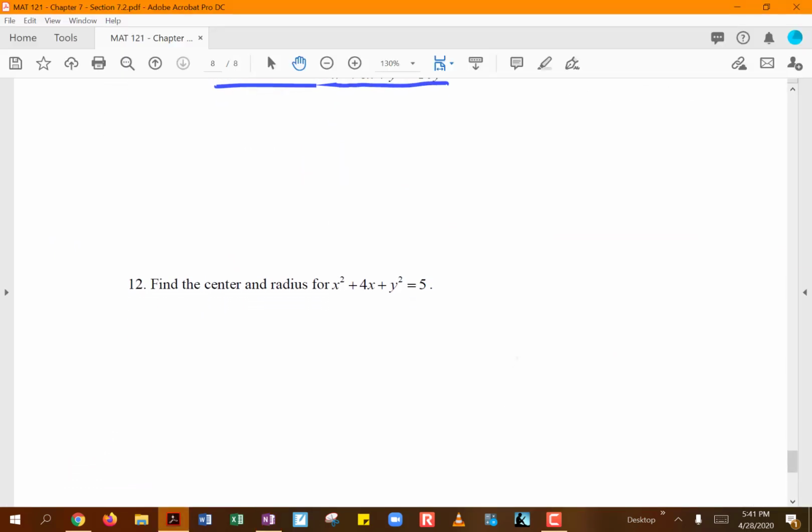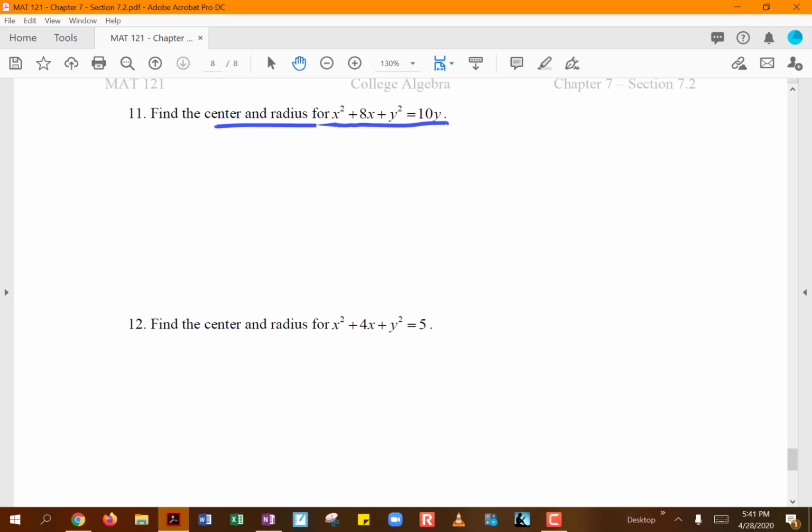Alrighty, so let's see, in number 12, they're also asking us to find the center and the radius from this given equation, x squared plus 4x plus y squared equals 5. So let's go ahead and take a look at this.